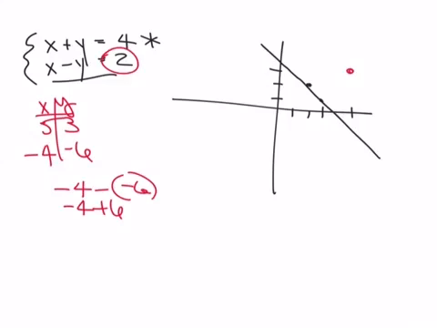So I'm going to graph that in red. Negative 4, negative 6. 1, 2, 3, 4. 1, 2, 3, 4, 5, 6. So that other point's here. And what we did in the last section is where these two lines crossed was the answer to our problem.